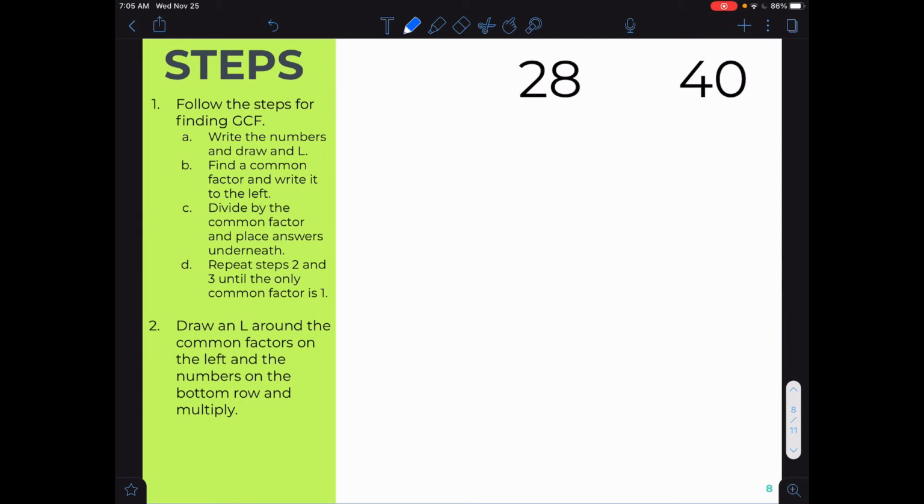So let's do 2 problems together. First thing I need to do is follow the steps for finding the GCF. I write the numbers and draw an L. The numbers are already written for me, and they're already written in your notebook as well, so I just need to draw the L. Find a common factor and write it to the left. Well, I can divide both 28 and 40 by 2. Divide by a common factor and place answers underneath. 28 divided by 2 is 14. 40 divided by 2 is 20.